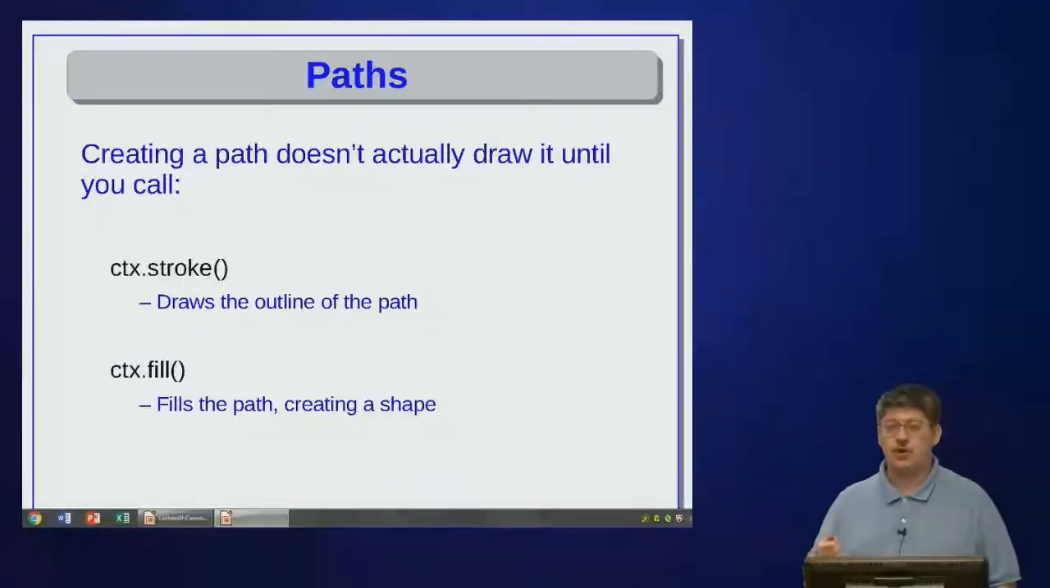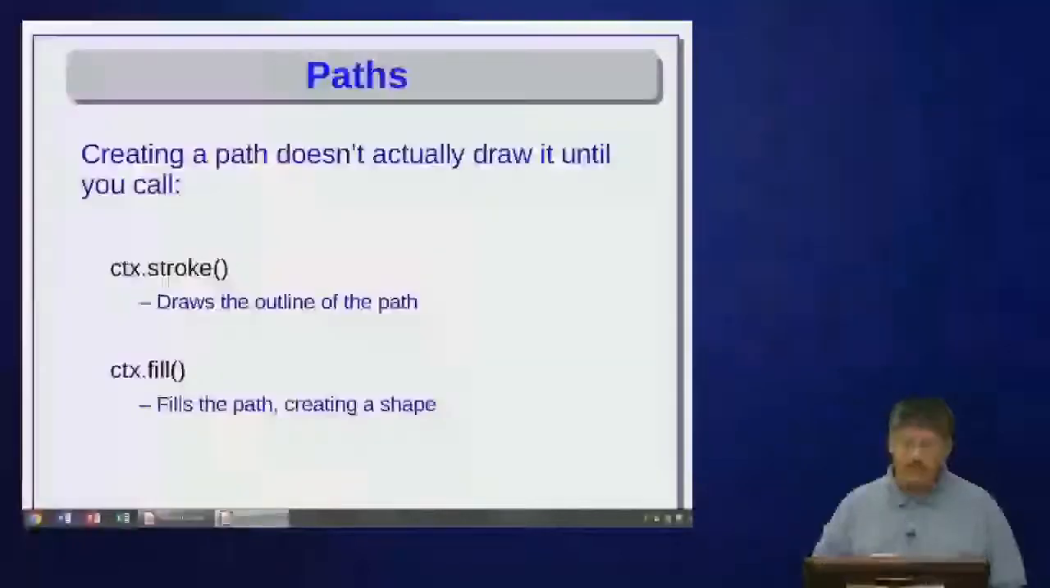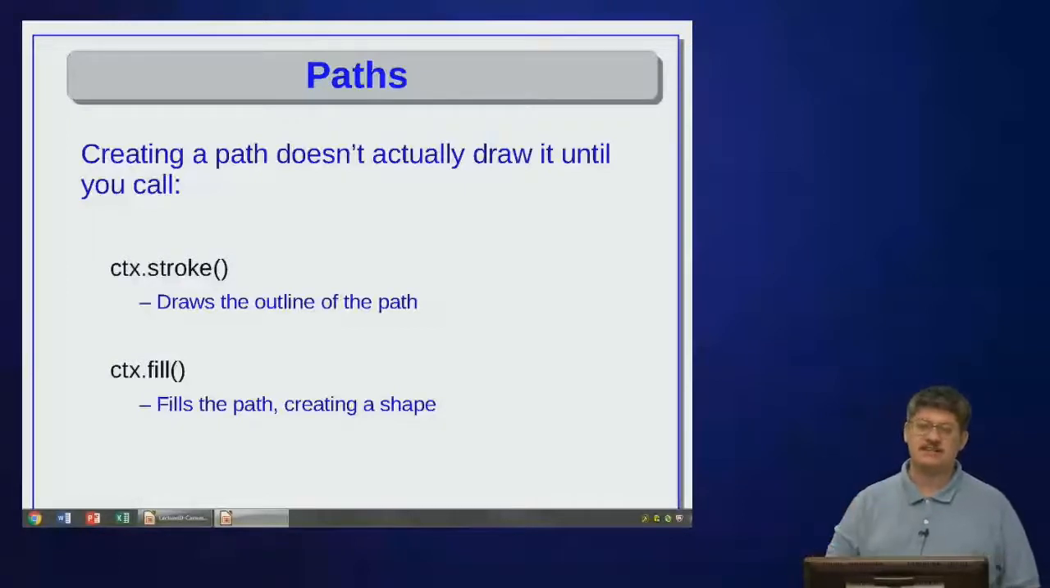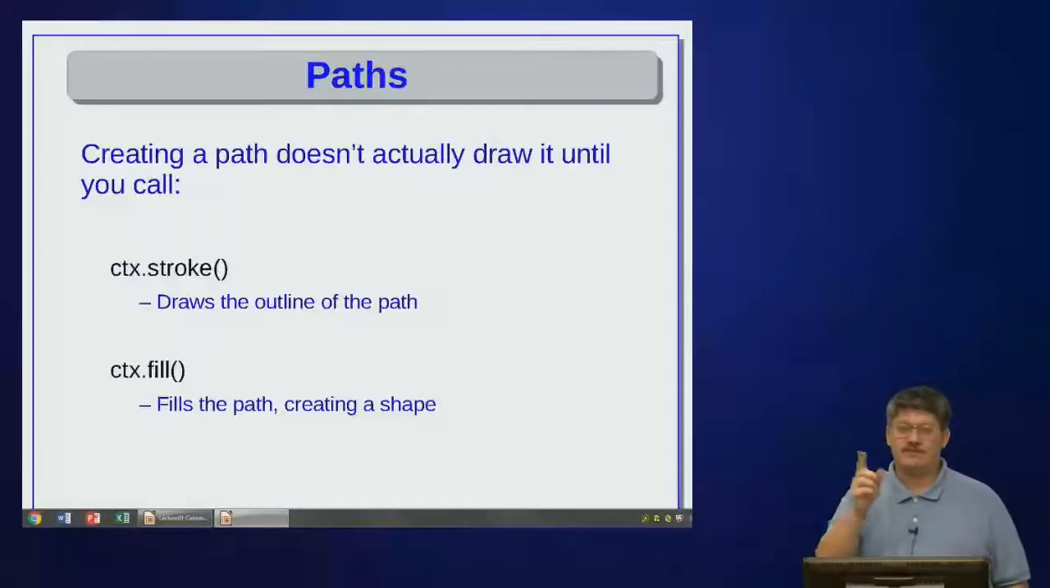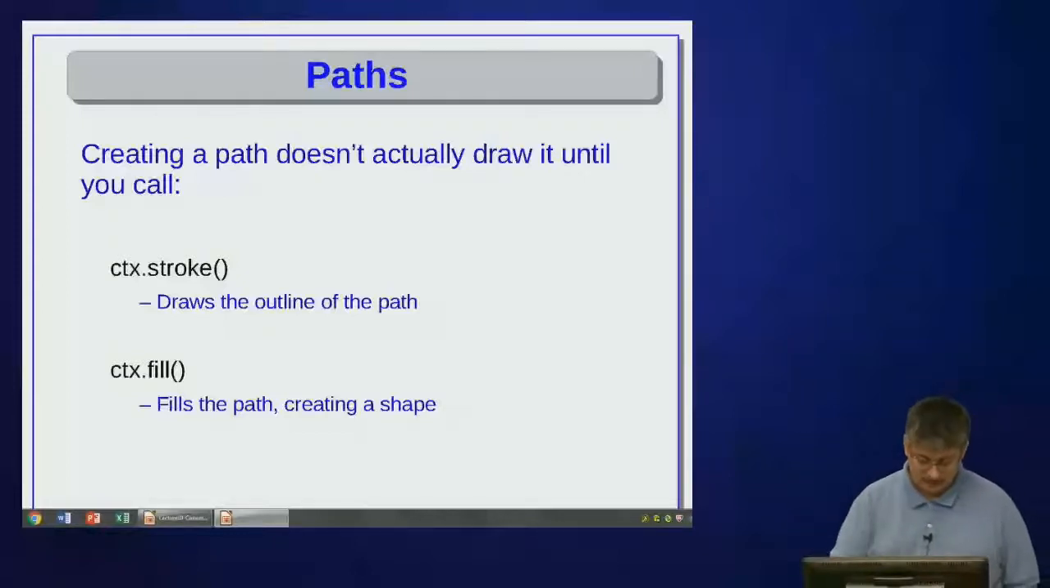You can call the stroke function, ctx.stroke, and that'll draw the path as an outline. It'll just draw it as a sequence of connected line segments or curves. You can also call the fill function, ctx.fill, and that will draw your path, and then it'll fill it in. It'll do a flood fill, basically, within your shape, creating a filled shape. So for example, if I draw a triangle and I call stroke, it'll draw an empty triangle. If I call fill, it'll draw a filled triangle. No big surprise there.